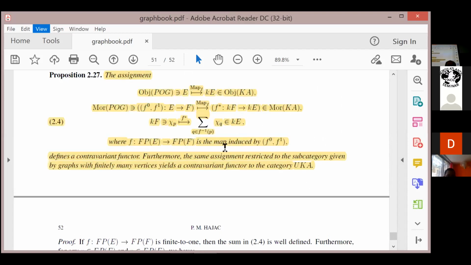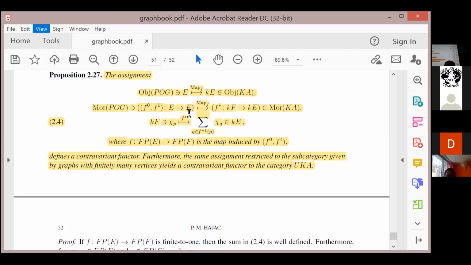Okay, so recall, we have this category POG. I just said what it is. We have a functor which assigns to a graph E a path algebra. So this is an algebra over K. And now what I do with graph homomorphisms, with proper graph homomorphisms, well, I assign to it a pullback map. So this is a contravariant functor to B. So F star goes from KF to KE. It's just a morphism in the category of algebras over K. So this is just a homomorphism of algebras. And here I give the recipe for this map.